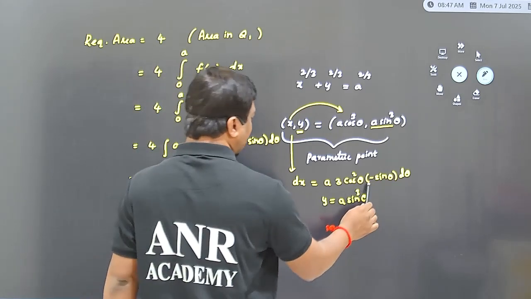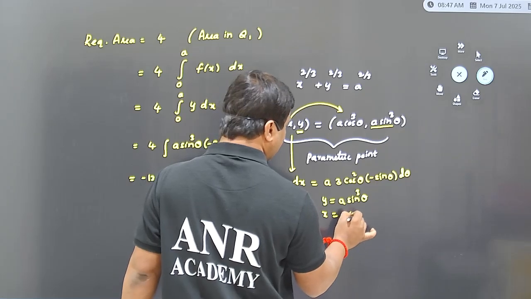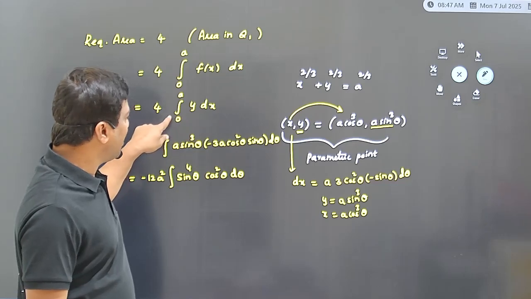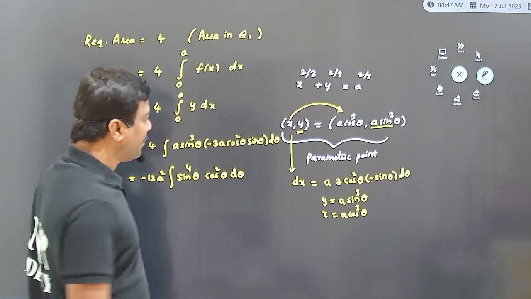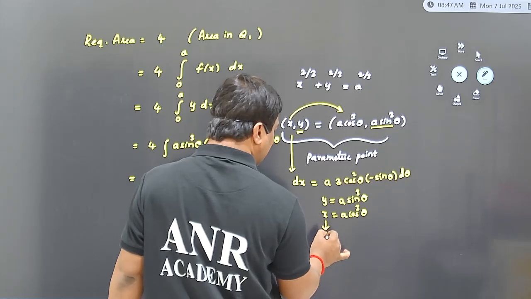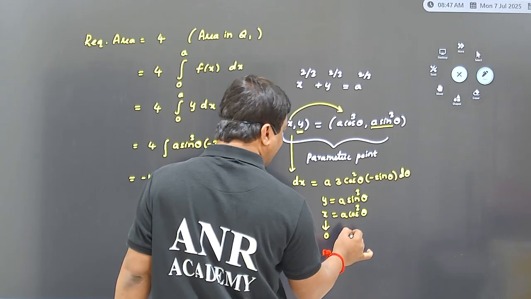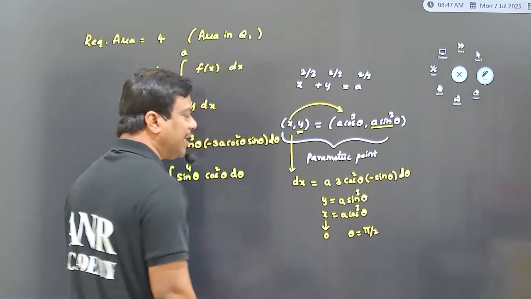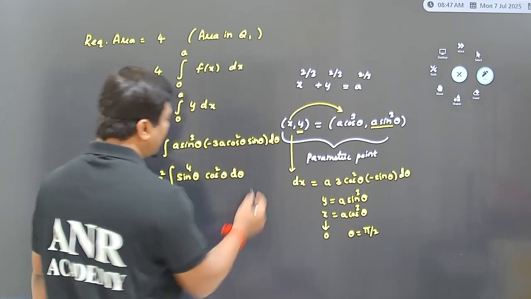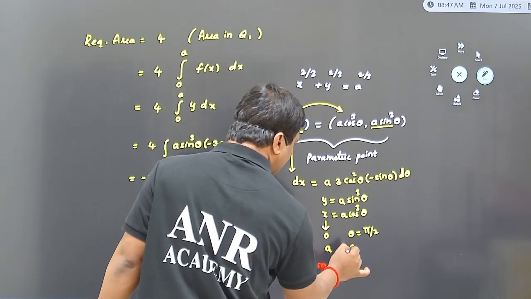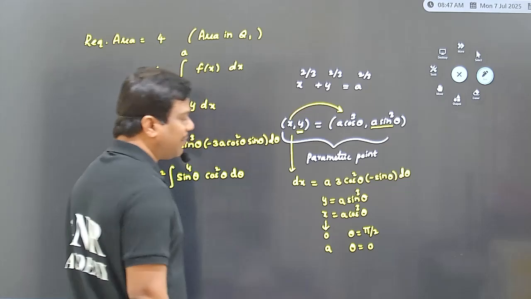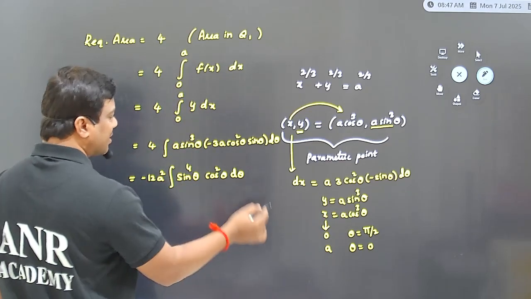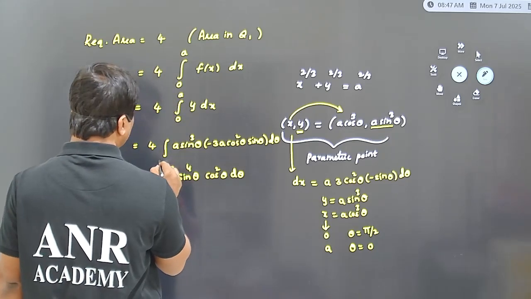X equal to a cos cube theta also. Here the limits with respect to x: you have x equal to 0 lower limit, x equal to a upper limit. When you write x value 0 in this, then the value of theta becomes pi by 2 clearly, cos 90 is 0, right? Next, when you write upper limit a, then theta becomes 0 degrees. Why? Because cos 0 value is 1 and hence the value of x becomes a. So limits 0 to a changes to pi by 2 to 0.